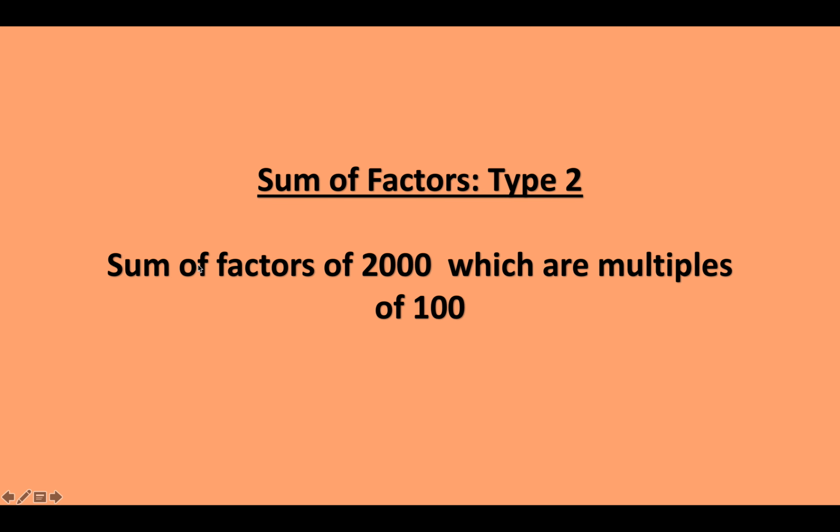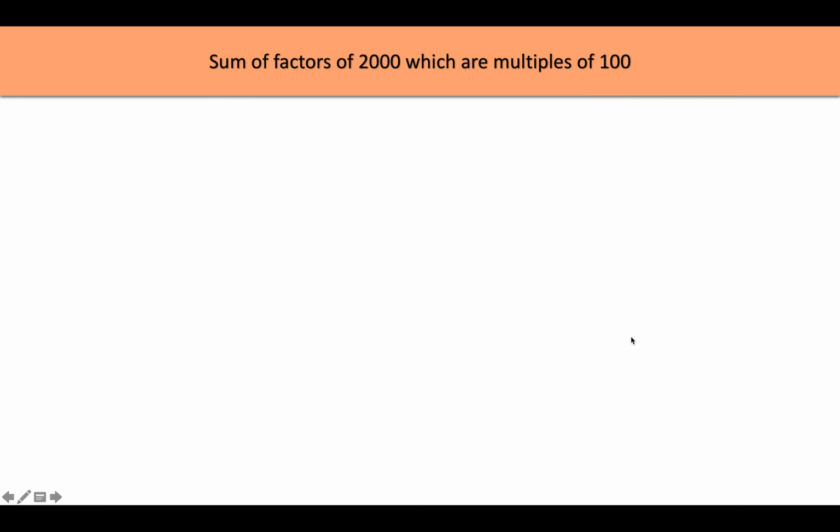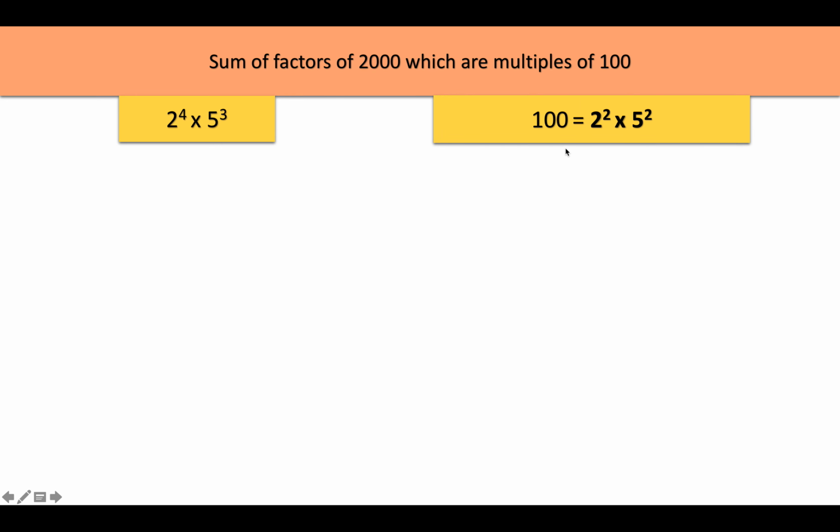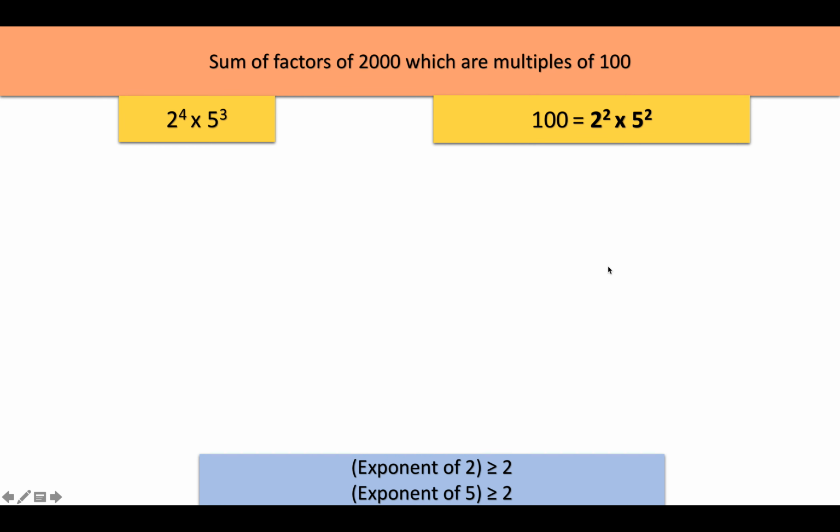Similarly, let's discuss, I think odd numbers again very similar, so I'm not taking that up in the video. Sum of factors of 2000 which are multiples of 100, right? So first we'll write the prime factorization of 2000, then we'll write the prime factorization of 100, which is 2 square into 5 square, right? So again, now what we know is any factor of 2000 which is also a multiple of 100 should have minimum these powers in the prime factorization, right? So exponent of 2 must be greater or equal to 2, exponent of 5 must be greater or equal to 2. This is very much similar to the number of factors example that we did for which are multiples of 120, right?